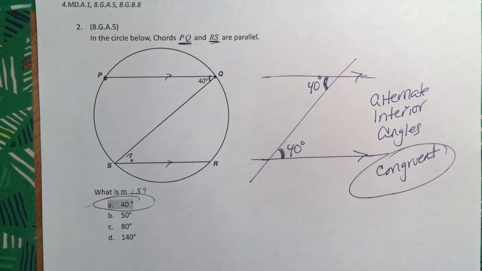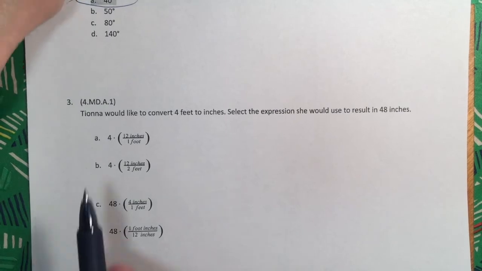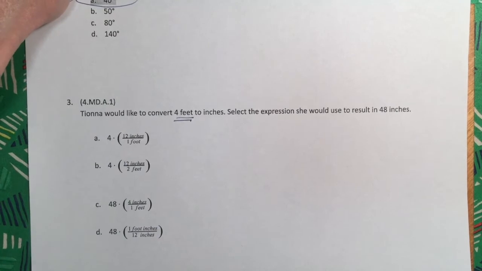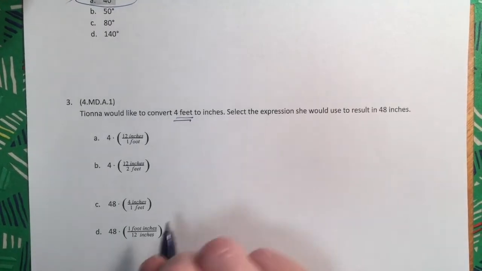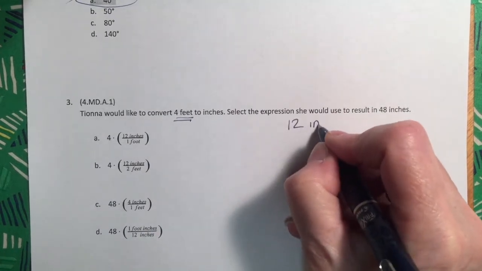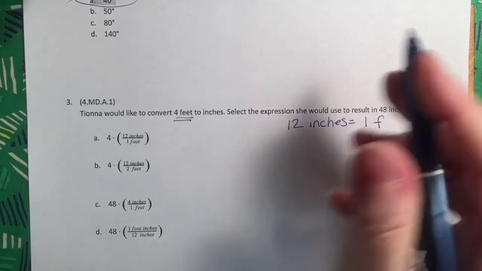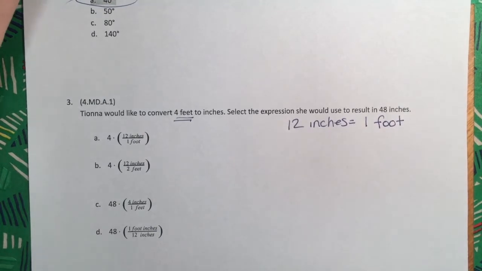Okay, the last problem you had on your readiness assessment was about unit conversions. So Tiana has something that's 4 feet long, and she wants to know how many inches that is. So we need to convert from feet to inches. So we need to know how many inches are in a foot. So 12 inches is equal to 1 foot, right? Think about a foot ruler, right? When you look at a ruler that has inches on it, and the ruler is 1 foot long, it has 12 inches on it.